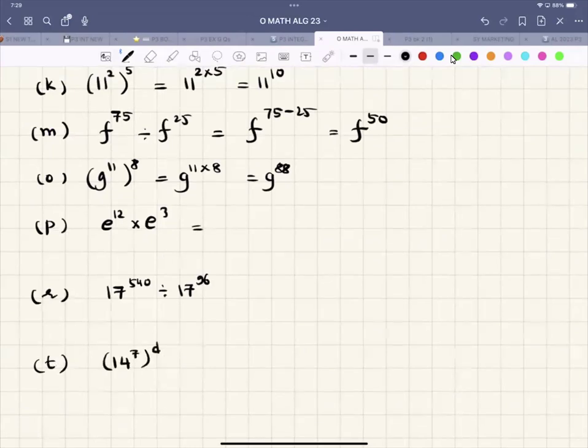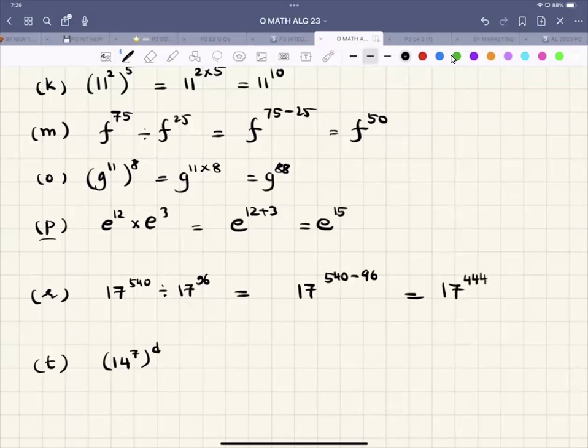So over here in part E, the powers add up. That is E raised to power of 12 plus 3, which is E raised to power of 15. Over here, it's division. 17, 540 minus 96. 540 minus 100, that is 440, and add a 4 to it, 444. That is 17 raised to power of 444. And over here, the powers multiply. 14 raised to power of 7 into D.